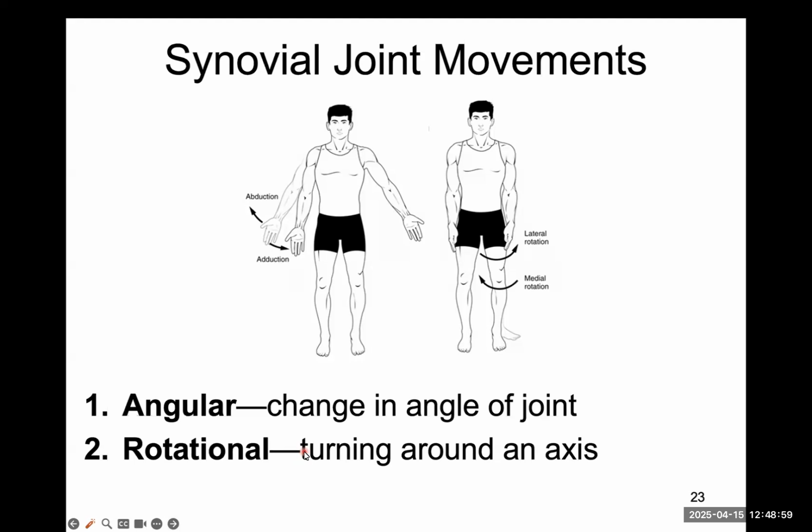Those are the movements that you can actually measure using a protractor or some other type of device. Another one is rotational, and this is the one that's turning around an axis. An example of that would be moving your head left and right. That's rotational. If I have my palm and I turn my palm down, that's rotational. And if I fix my forearm and move my shoulder, that's also rotational. That's the one that you cannot measure with a protractor. Angular, you can measure with a protractor.